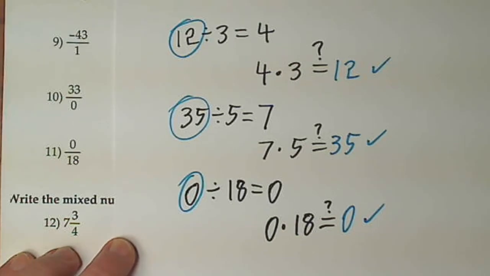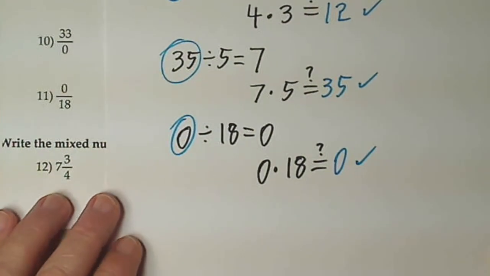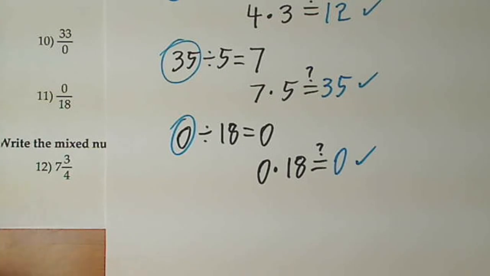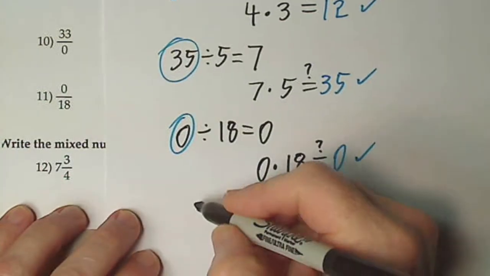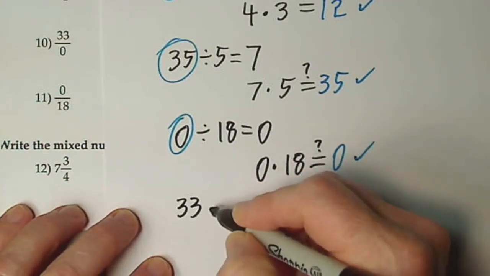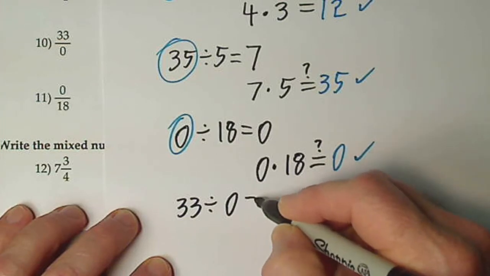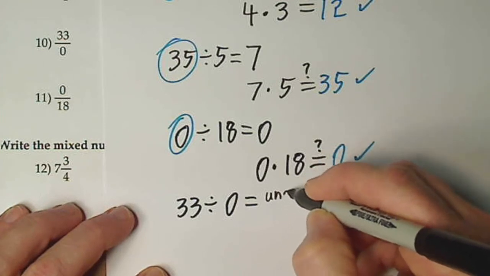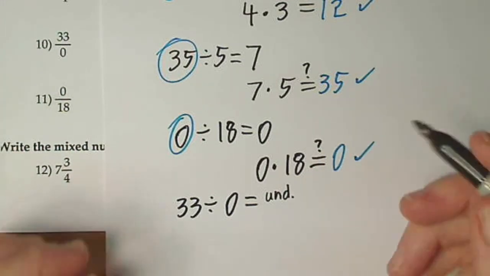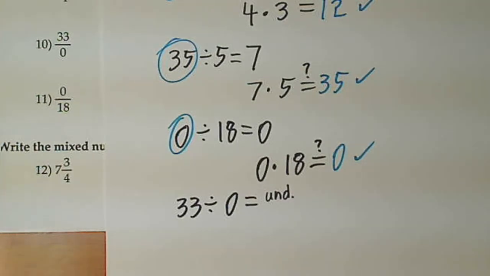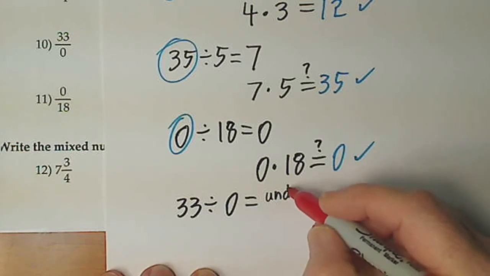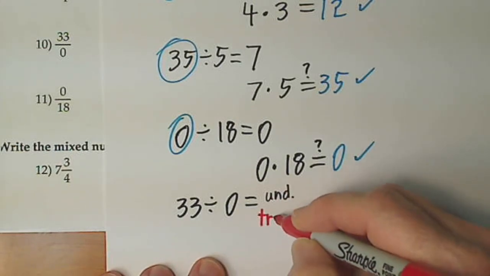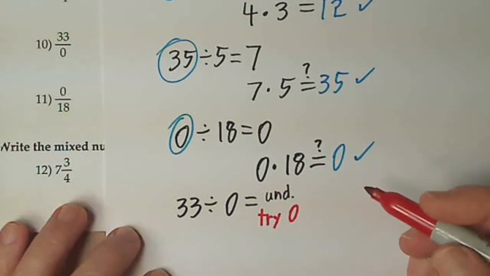But look what happens. I'll zoom out one more. Look what happens when we try number 10 here, 33 divided by 0. 33 divided by 0. It's supposed to be undefined. But let's say you're going to try to say that it's 0. It's supposed to be undefined, okay? But we'll try 0 and see what happens.